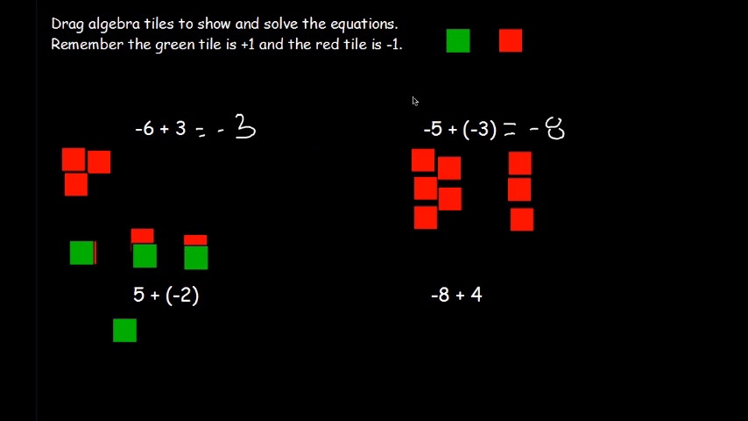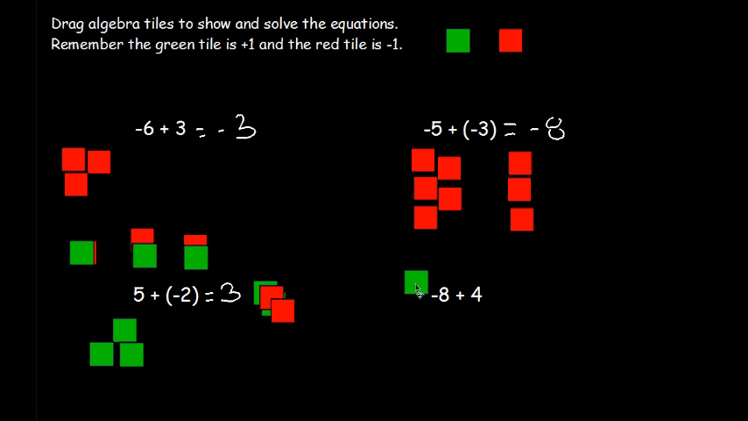Alright, if we go down here, we have 1, 2, 3, 4, 5 positive greens and 1, 2 negative reds. Make our zero pairs, so we get that. And I have 3 positives left over. So my answer to 5 plus negative 2 is 3.